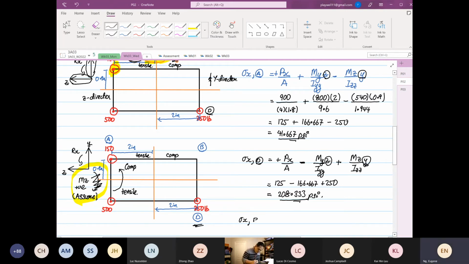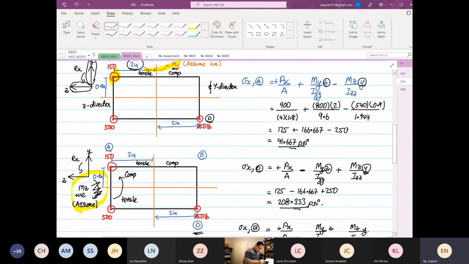at point B again. Okay, so we know that Px over A is in tension, right? So we have My over Iyy multiplied by Z, Mz over Izz multiplied by Y. Okay, so by looking at our moment vector, this is where our point B is. So this is minus, right? And point B about Mz is also minus.